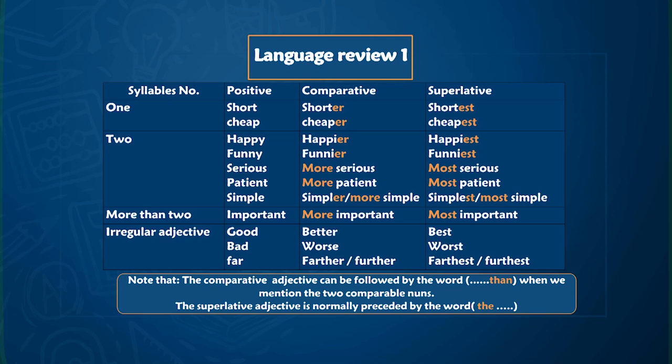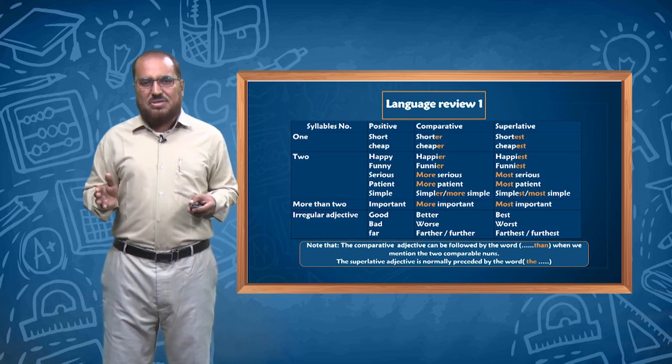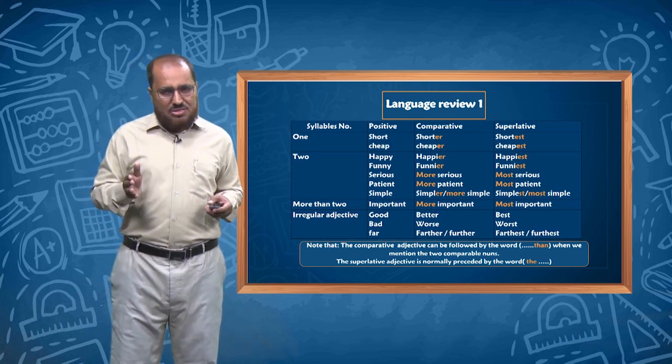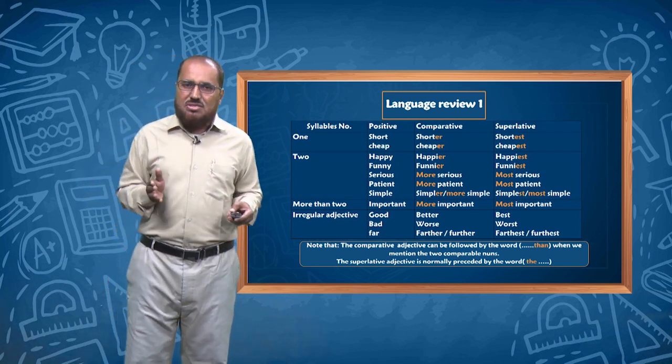You can see here also the words than and the. Than follows the comparative adjective, but not always. When the two nouns being compared are mentioned, you have to say than. عندما يذكر المقارن والمقارن به، إذا ذكر الاسمين you can use than here. If not, you can't use than. The normally precedes the superlative adjectives: the most, the best, the cheapest, and so on.